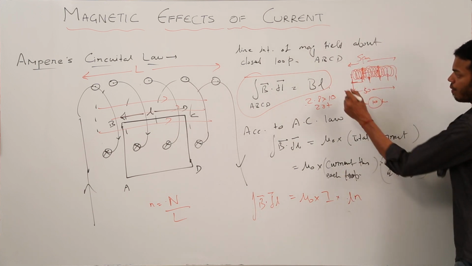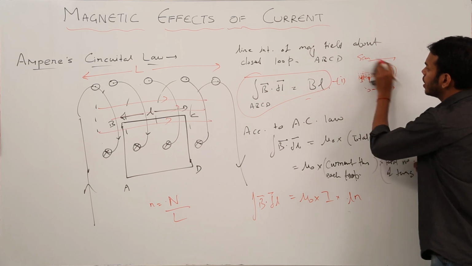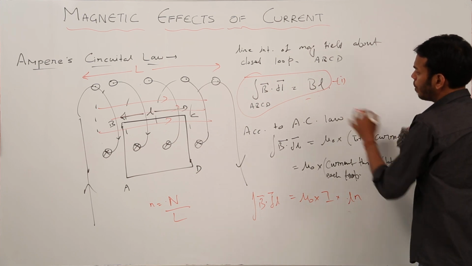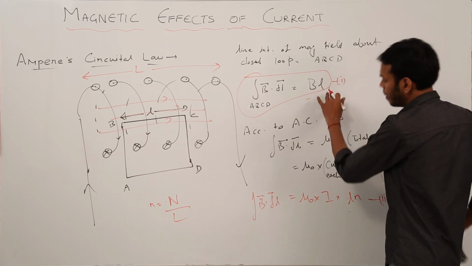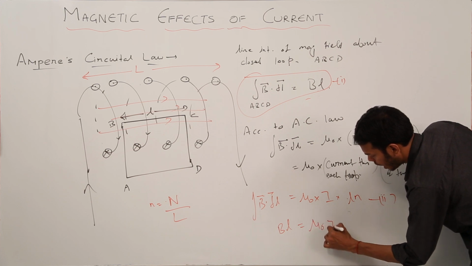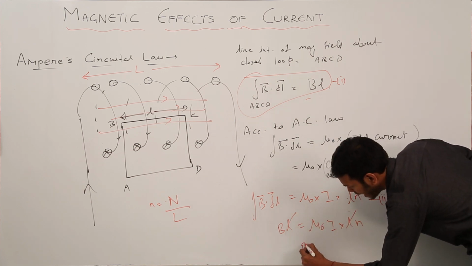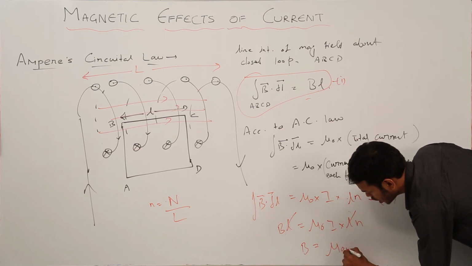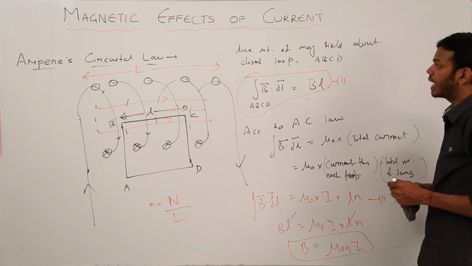I'll rub these things, it will confuse you. From equation 1 and equation 2, what do we get? B into L is equal to mu naught I L n. L cancels out, so we have B equal to mu naught n I. This is the formula for the magnetic field inside a solenoid.